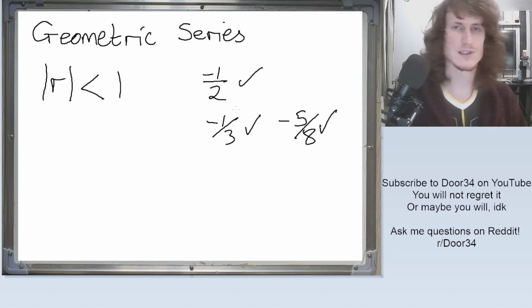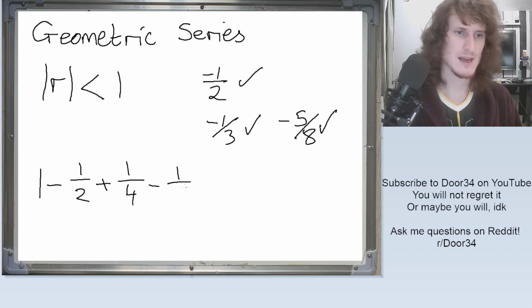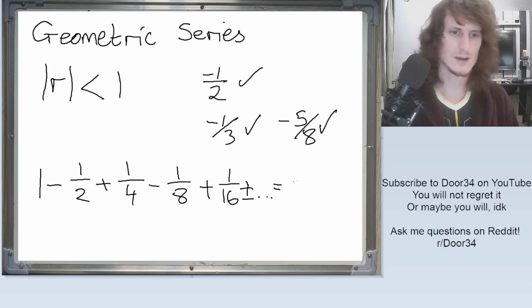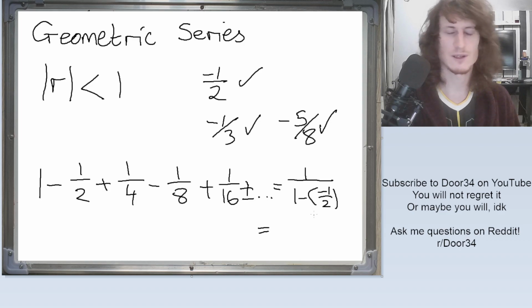So let's run an example here with negative a half. So what would that look like? So we've got 1 minus a half plus 1/4 minus an eighth plus 1/16, and keep on adding and subtracting all the way to infinity. And according to our calculation, this should be equal to 1 over 1 minus negative 1/2. And let's think about this. So we've got 1 plus a half, so that's going to be 3 halves. So if we take the reciprocal of that, then we're going to get 2/3.